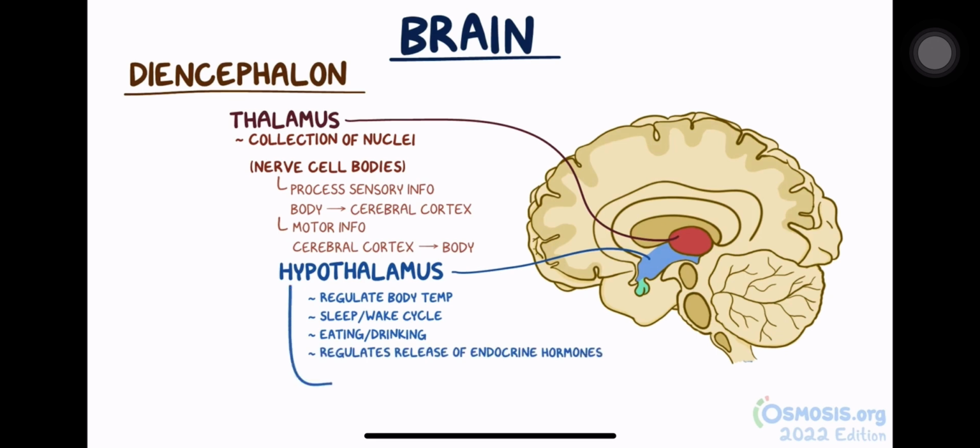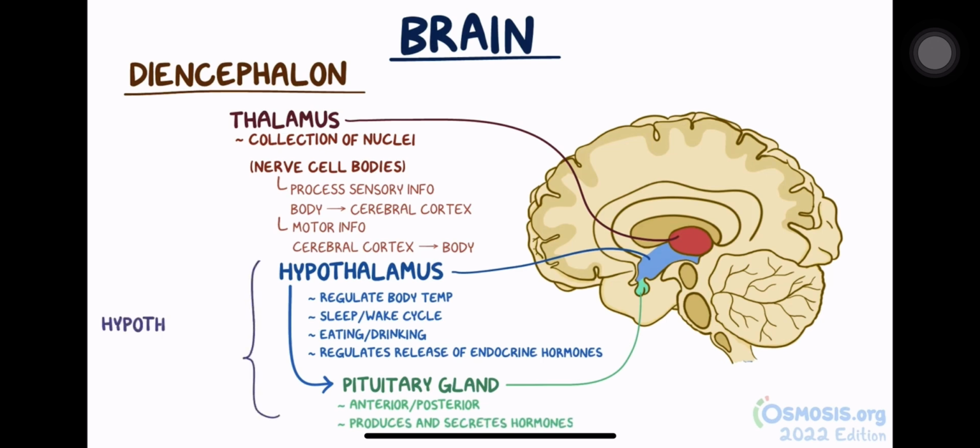The hypothalamus sends signals to the pituitary, which is a pea-sized gland that hangs by a stalk from the base of the brain and has two parts, the anterior and posterior pituitary. The pituitary gland produces and secretes hormones when it receives signals from the hypothalamus. Together, they form the hypothalamic-pituitary axis.